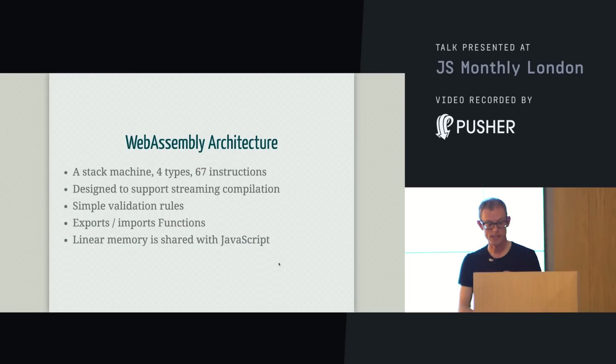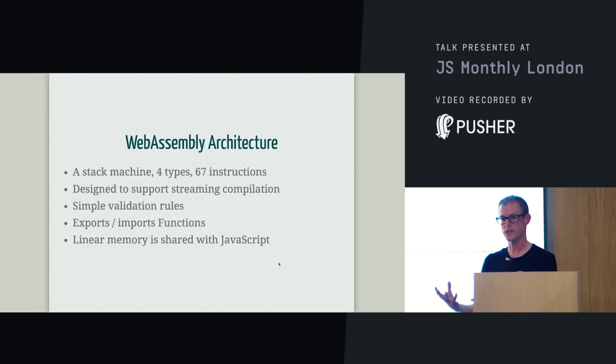So a little bit more on the WebAssembly architecture. WebAssembly itself is a stack machine. As I've mentioned, it has 4 built-in types, 67 instructions. Importantly, it's designed to support streaming compilation. So there are some features that are specific to WebAssembly which reflect the context it's used within.